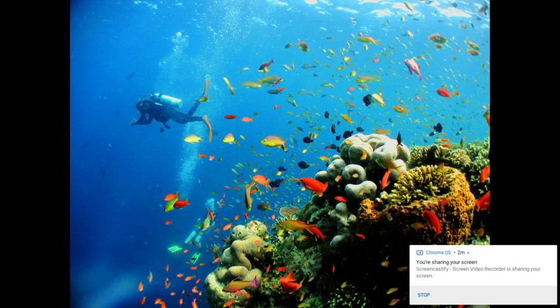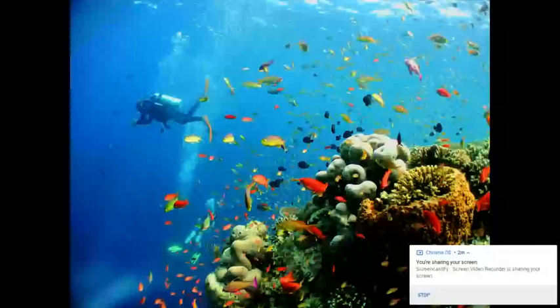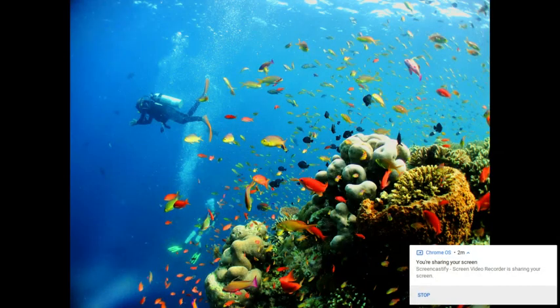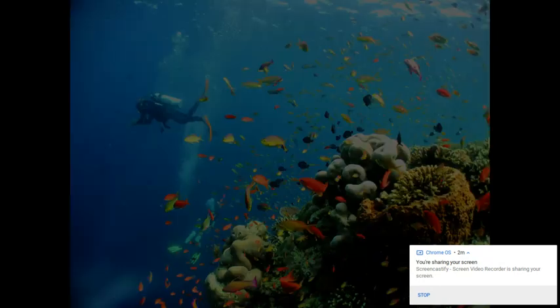Look at this underwater ecosystem. You got the coral. That would be a biotic factor. It is alive. All these different fish, the diver there. And you have abiotic, which would be water and the sunlight coming through. So those are some other biotic and abiotic factors.